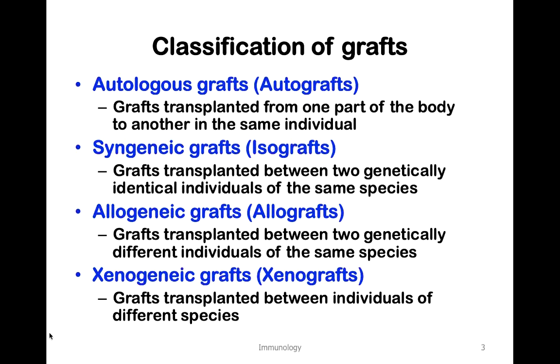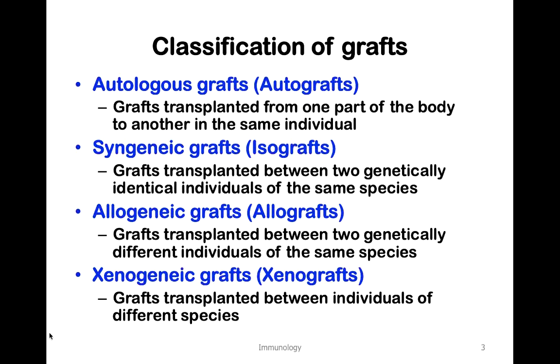So we come to the third type of graft, which is the most common type carried out, and this is the allograft or allogenic graft. These are grafts transplanted between two genetically different individuals of the same species, like kidney transplants from non-identical or non-syngenic individuals. Most graft transplants fall into this category of allografts.